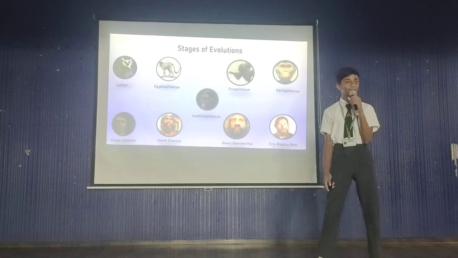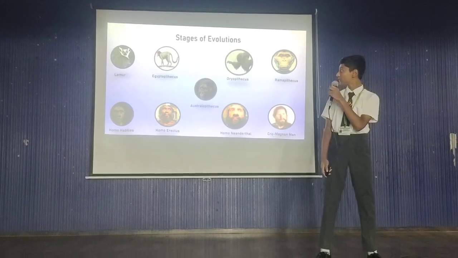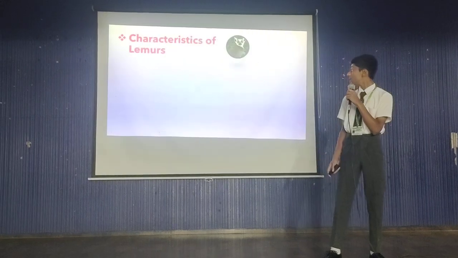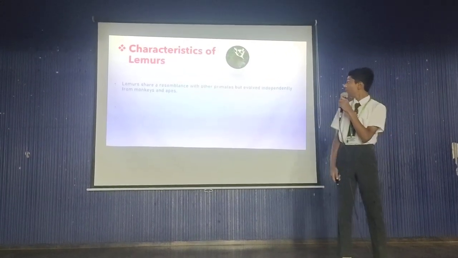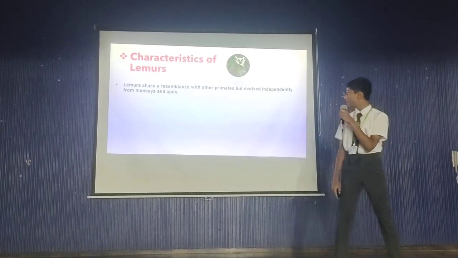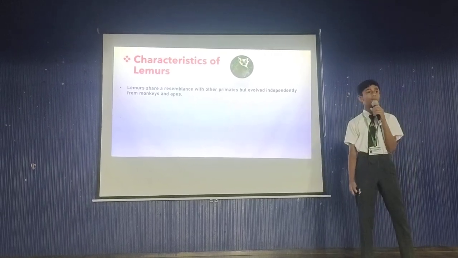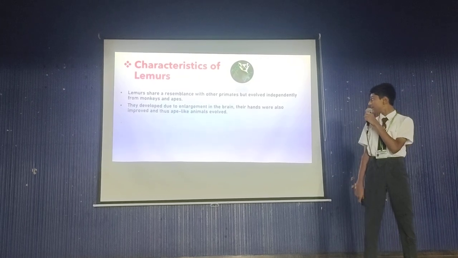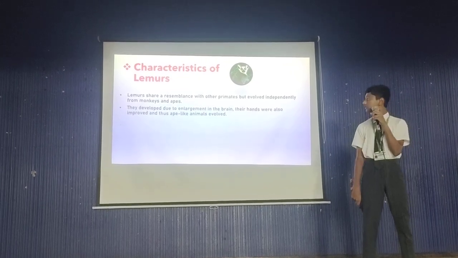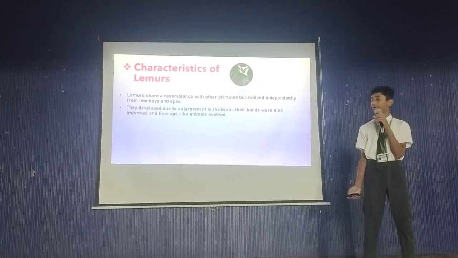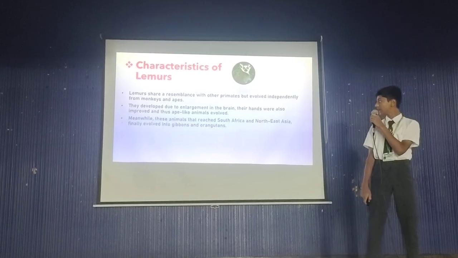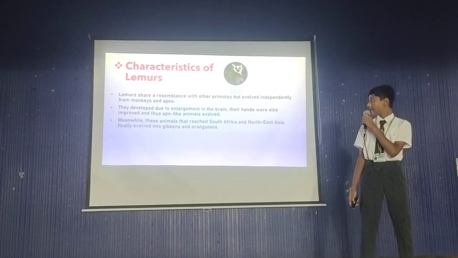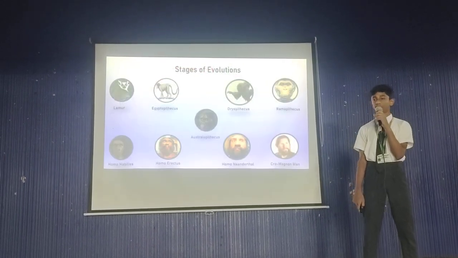Today I am here to explain the topic stages of evolution. First is lemur. Characteristics of lemur: lemurs share a resemblance with other primates but evolved independently from monkeys and apes. They developed due to enlargement in the brain. The hands were also improved and thus ape-like animals evolved. Meanwhile, these animals reached South Africa and Northeast Asia. Finally, they evolved into gibbons and orangutans.